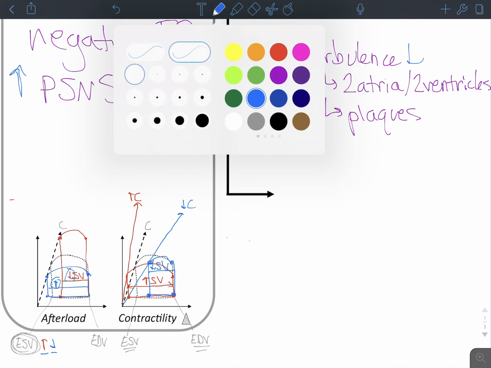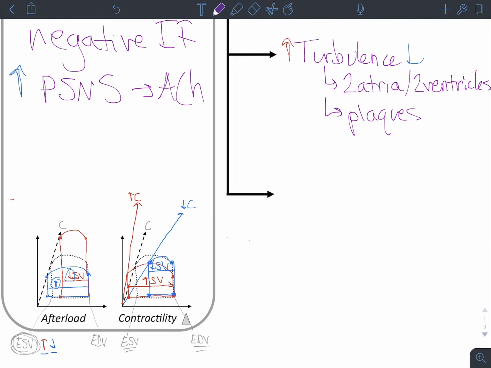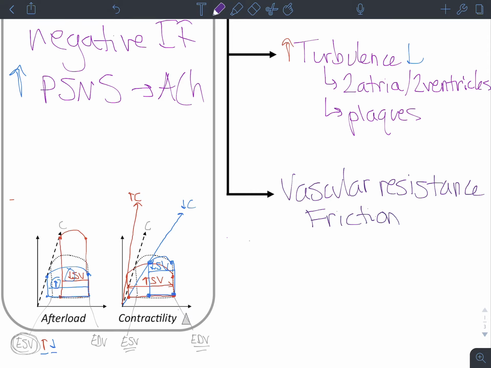The final thing that contributes to total peripheral resistance is what we call vascular resistance. And vascular resistance is primarily factored by friction, so the frictional force that blood actually has to fight against in order to get through the blood vessel. And so two things contribute to friction: diameter and length of the blood vessel.